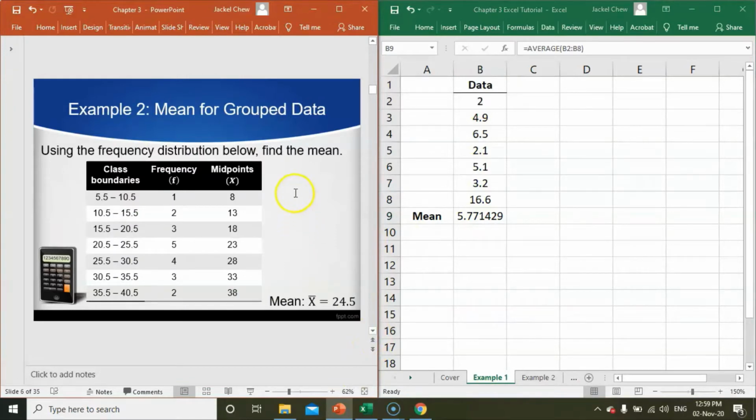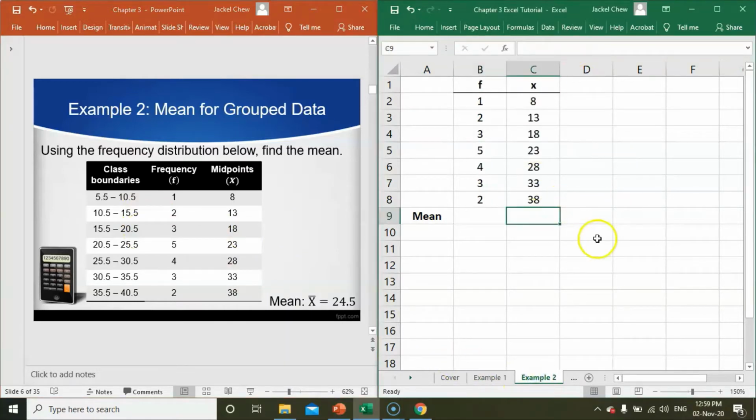To find the mean for grouped data, we need to use the frequency distribution from the previous slide like this. So we need to consider the frequency and the midpoints for the given class boundaries. For each row, you find the product using the simple formula f times x, and then you can drag all the numbers for each row like this, and you find the total of the products.